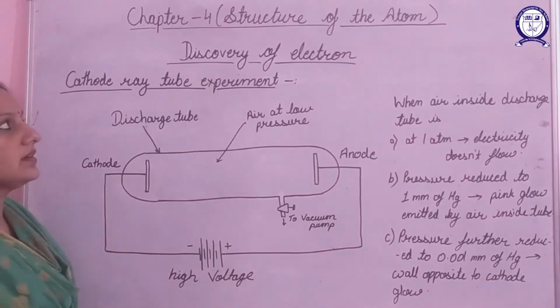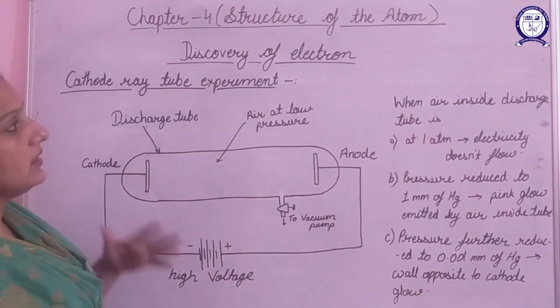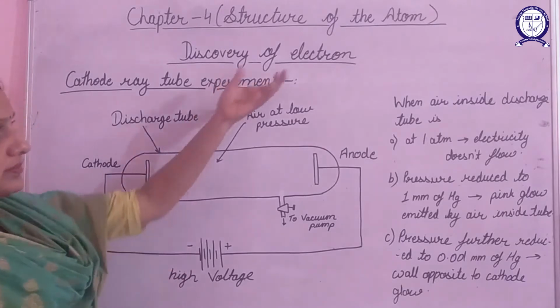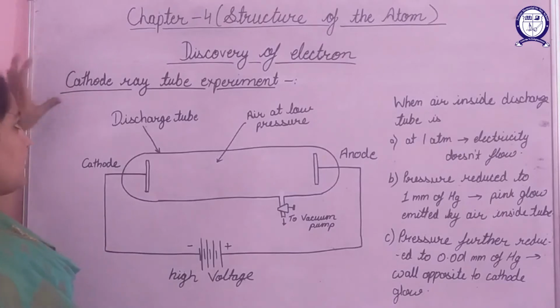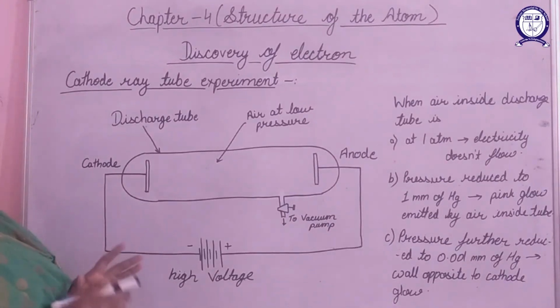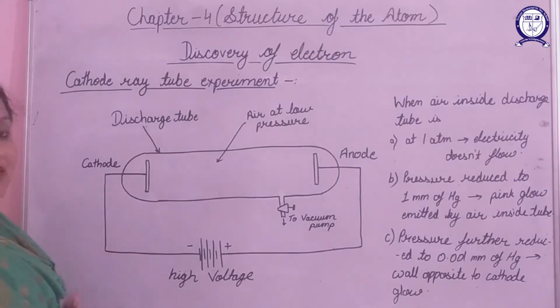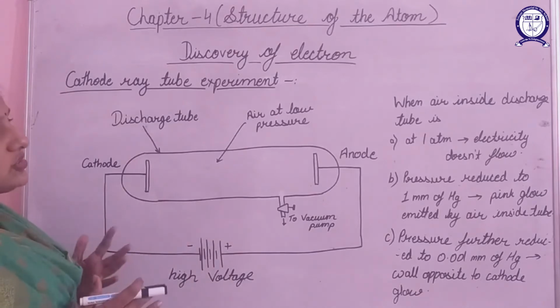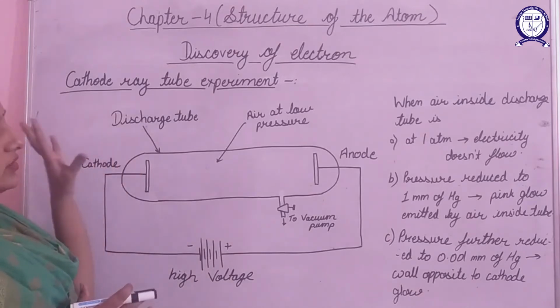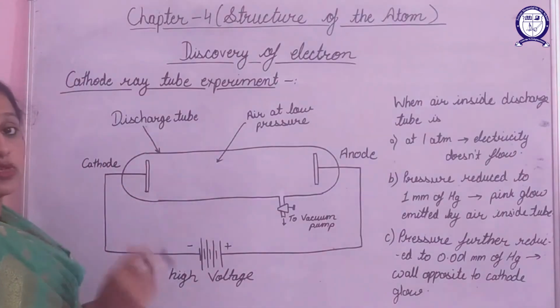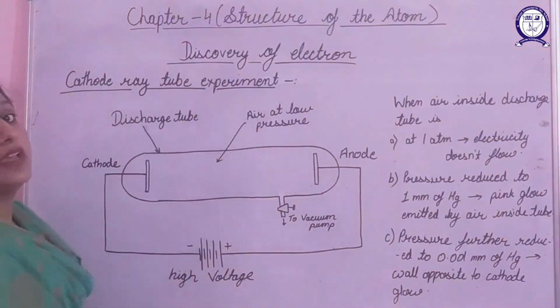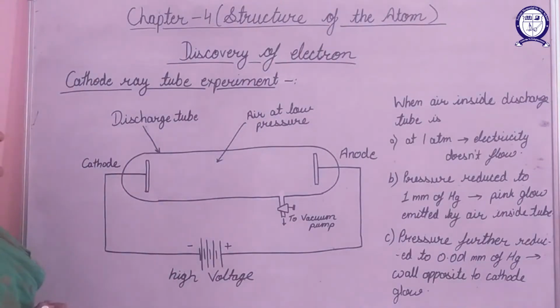Next is the discovery of electron. Now how we came to know about the presence of electron in an atom was through an experiment known as the cathode ray experiment. In the beginning, this experiment was carried out by a scientist named William Crookes, and later on J.J. Thomson specified the observations based on this experiment and conducted his own experiment also, which led to the discovery of electron. So let's start with it.